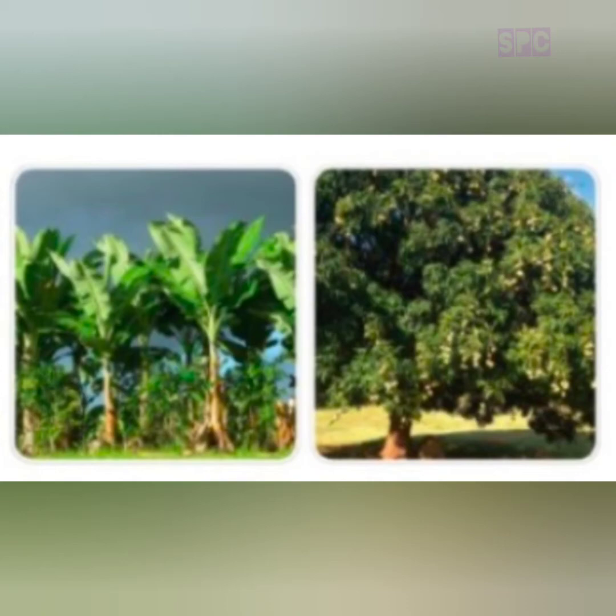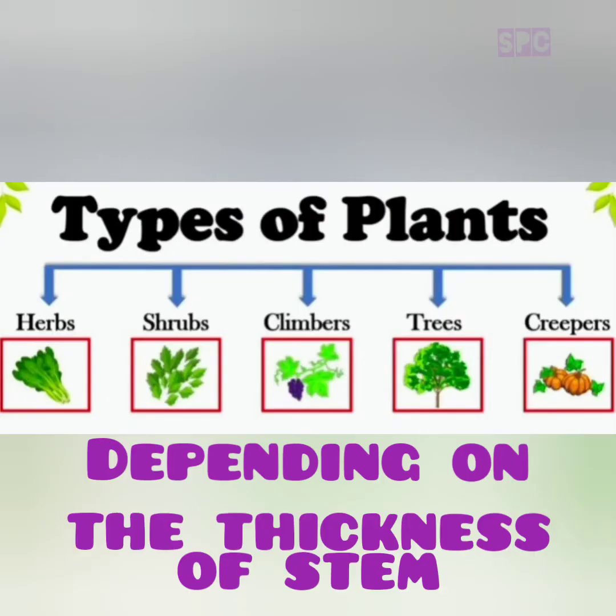Now, depending on the thickness and strength of the stem, plants are divided into 5 categories: herbs, shrubs, trees, climbers and creepers. Children, herbs are very small plants with delicate stems, as in spinach and fenugreek. Shrubs. Children, shrubs are medium-sized plants that have thin woody stems. For example, rose and hibiscus.